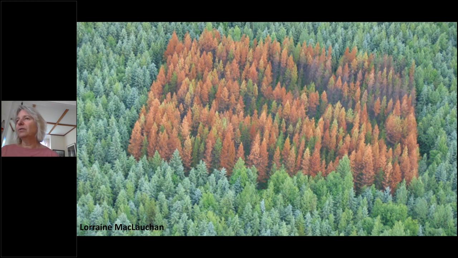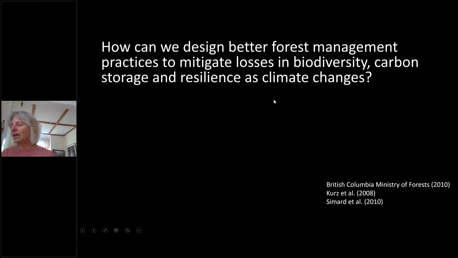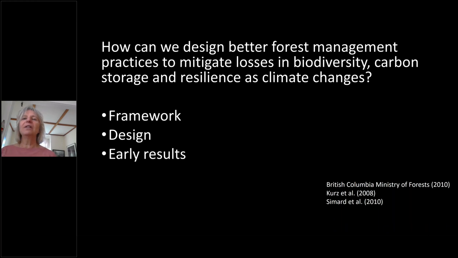Not knowing that climate was causing a lot of the underlying stress, what were we doing that might accelerate or amplify it? I was interested in the below ground world because I was especially interested in root disease. It was these formative ideas that led me to do this study: how can we better manage our forests to mitigate climate change and losses in biodiversity? As I talk about this project, I'm going to tell you a little more about the framework of the basic understanding that went into it, the design of the project, and give you some early results.